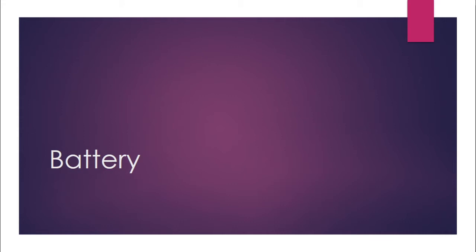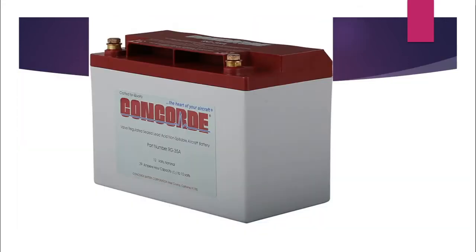Okay, so the first component we're going to look at is the battery. Different aircraft will have different size batteries, but the primary purpose of the battery is to get the engine started. So the battery stores energy, and then you use the battery to get the engine started.